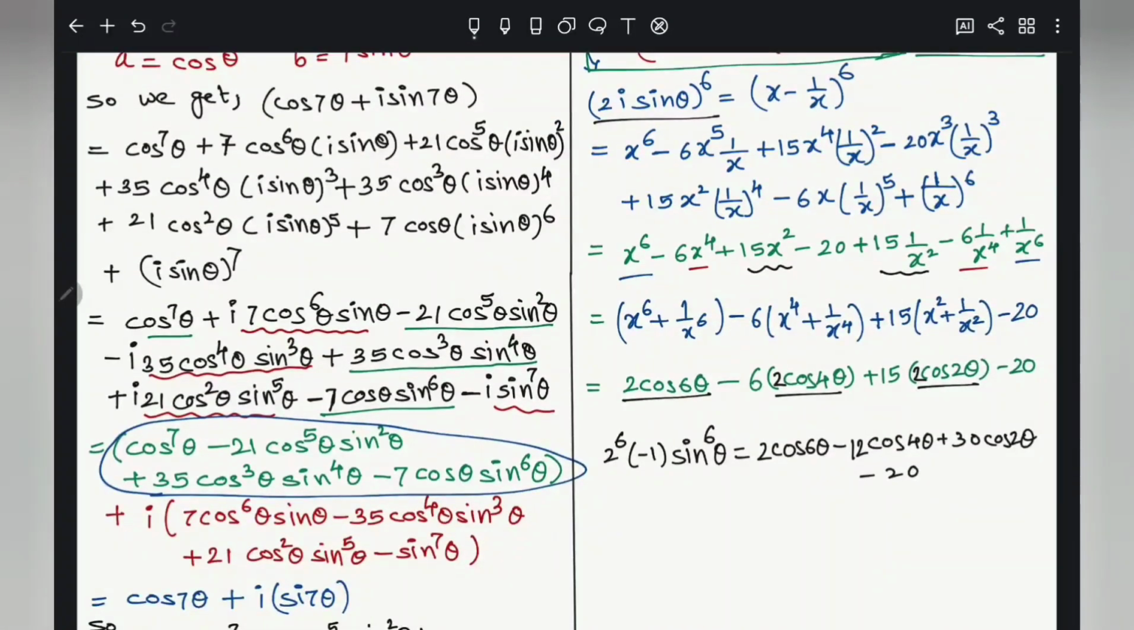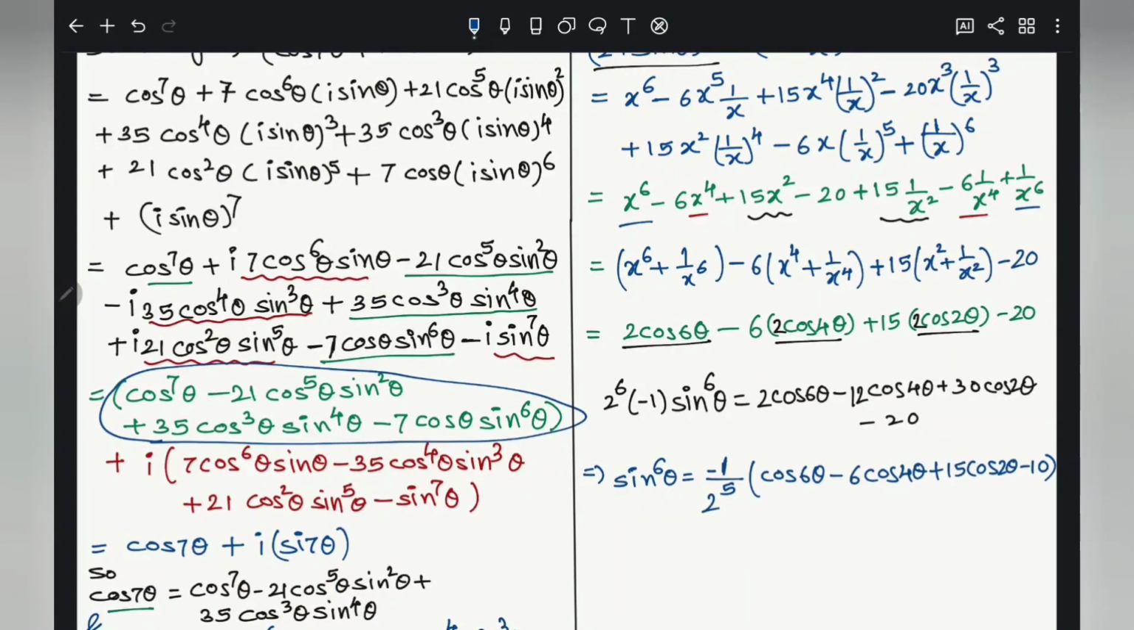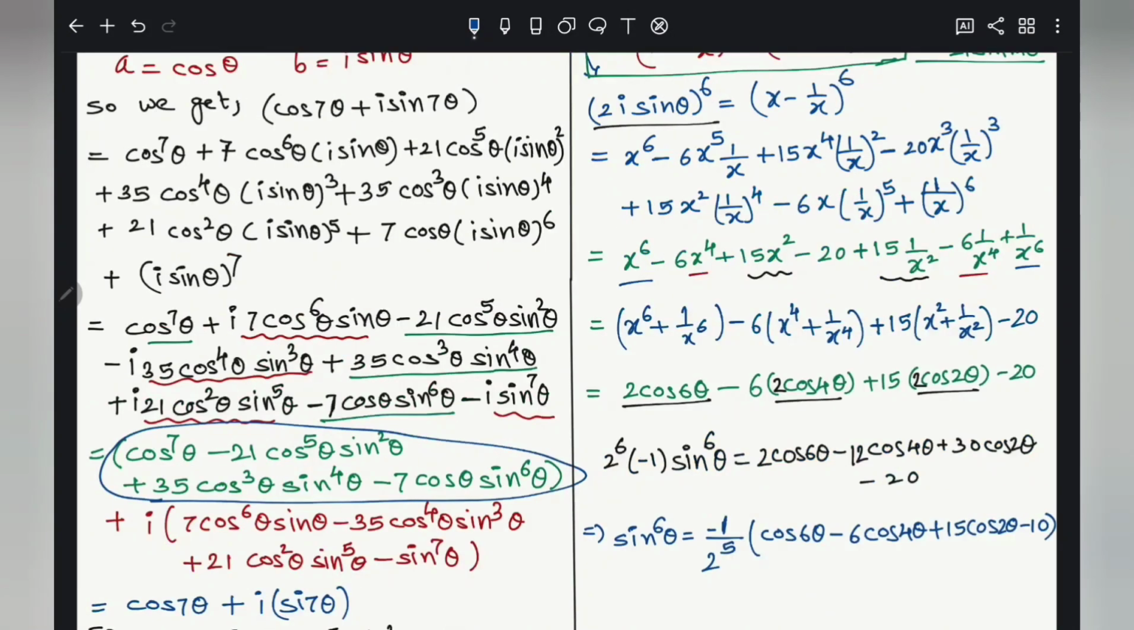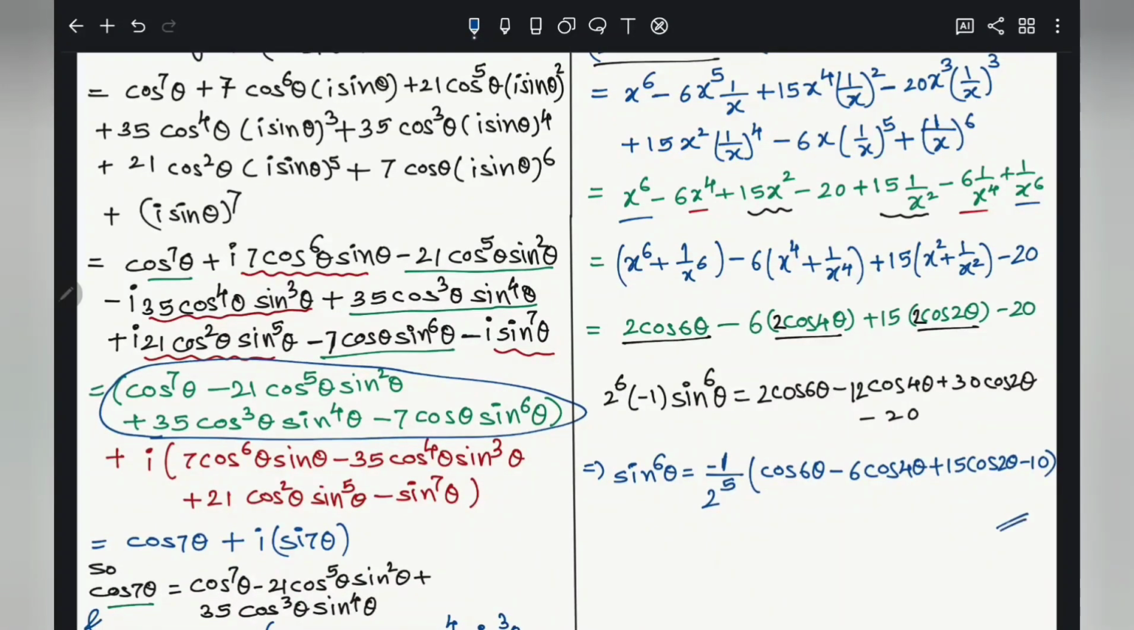Okay, so you can further say I'm going to take 2 out and cancel it and take everything on the other side. So minus 1 upon 2 raised to 5, I'm getting it as cos 6 theta minus 6 cos 4 theta plus 15 cos 2 theta minus 10. Or you can even write it in a simplified way. You can take this minus sign inside, and that's it. That is the answer. Do you see that we have expressed sin raised to 6 theta as multiple angles of sine and cosine like this?